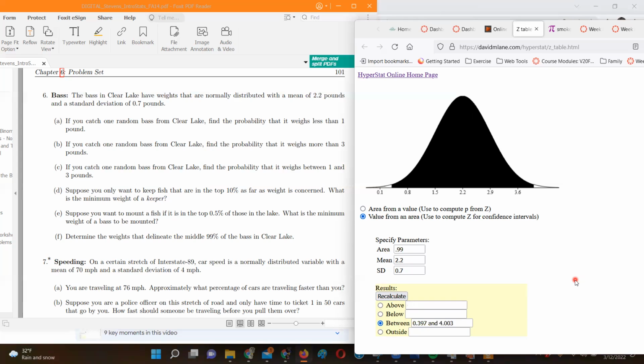So between 0.937, 3.397 pounds and 4.03 pounds. Okay, that easy. I encourage you to use this. It's nice. And if it's a testing situation, just screenshot that. Give me a screenshot of the calculator, paste it into your test, or attach it.